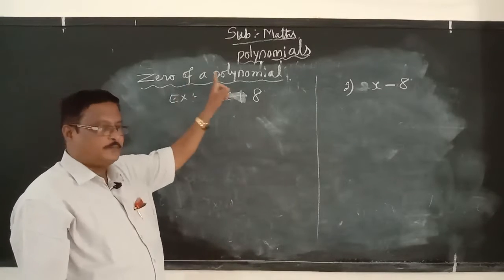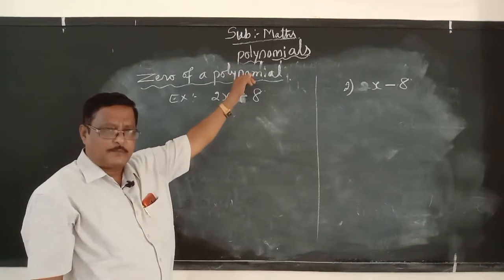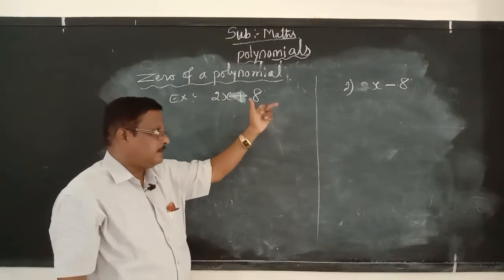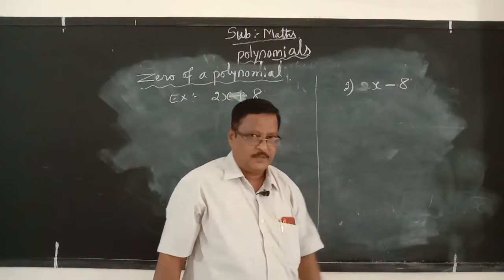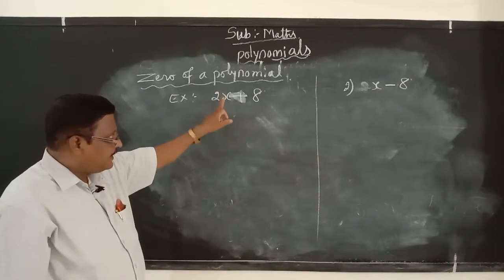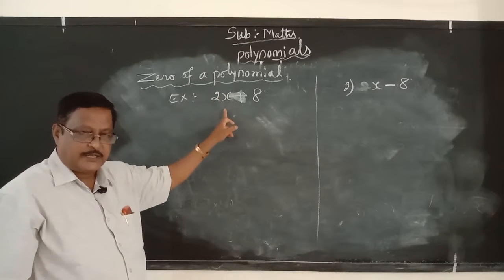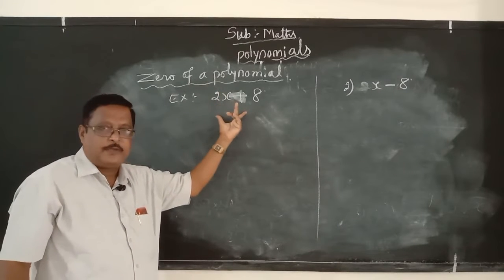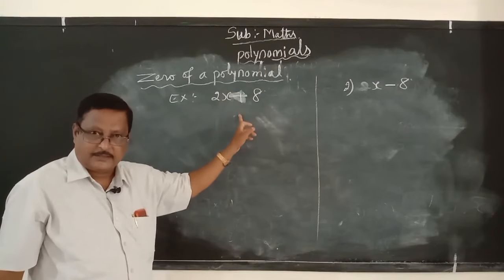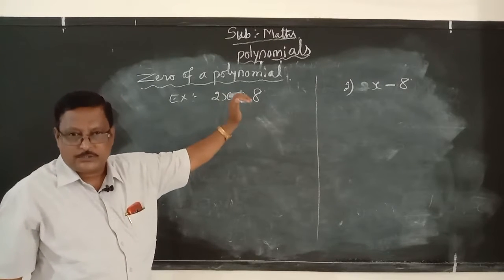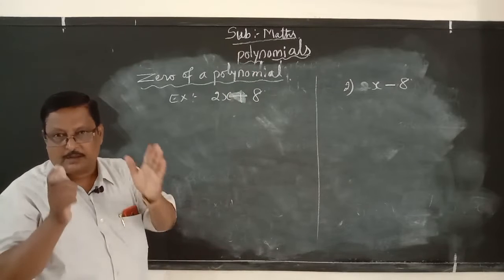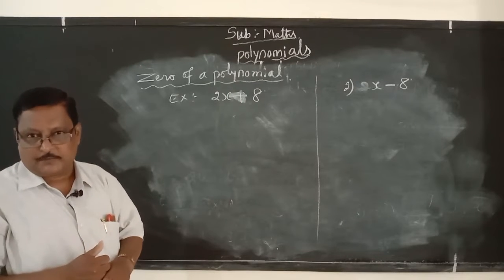Next, zero of a polynomial. What is the zero of a polynomial? Here are example linear polynomials: 2x plus 8, and another example x minus 8. Zero of a polynomial means what? For any assigned value of x, if this polynomial is equal to 0, then that value of x is called a zero of the polynomial.